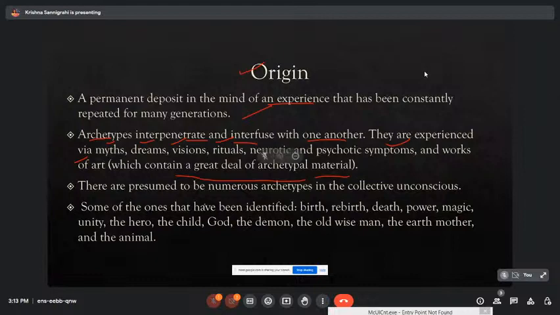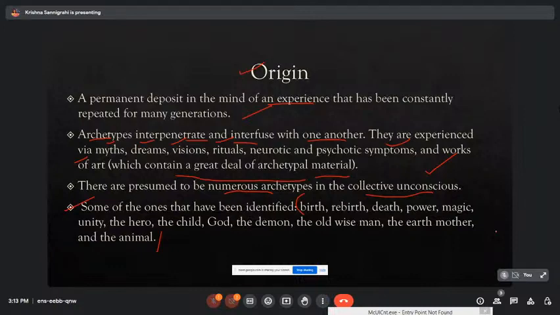So, there are presumed to be numerous archetypes in the collective unconscious. We just discussed the concept of the collective unconscious, and hence it is presumed, that is, it is expected, that there are different kinds of archetypes already existing in the collective unconscious of a human mind. Some of the ones that have been identified are birth, rebirth, death, power, magic, unity, the hero, the child, God, the demon, the old wise man, the earth mother, and the animals. So these are certain of them which are expected to be a part of the collective unconscious, and hence already existing.